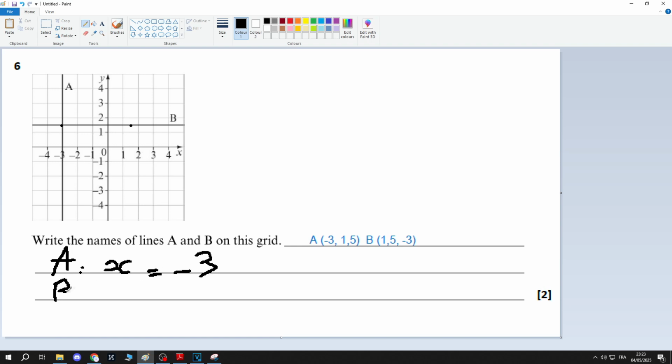B here, it is a line that crosses the y-axis at 1.5. So y equals 1.5. And would you look at that? We are done with question 6.